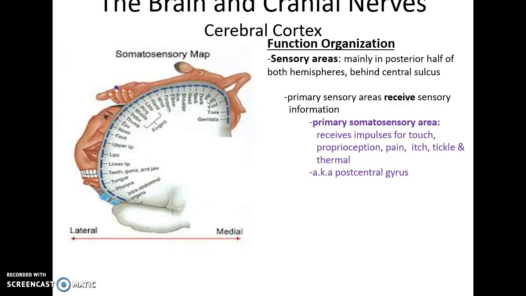The primary somatosensory area is especially interesting because if you look at that long gyrus lying along the cerebrum, you see that different areas of the body map to different regions of that gyrus. Basically, areas that have more receptors get a larger region of this portion of the brain, so areas like the face, the tongue, the hand get very large regions, lots of receptors there. And areas like the arm or the leg don't get as many because they don't have as many receptors. And these receptors are for sensations like touch, proprioception, pain, itch, tickle, and detecting temperature.